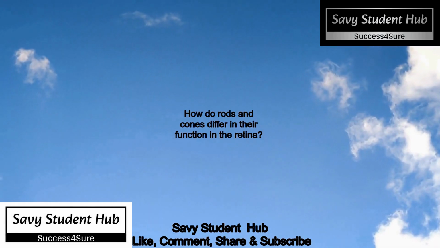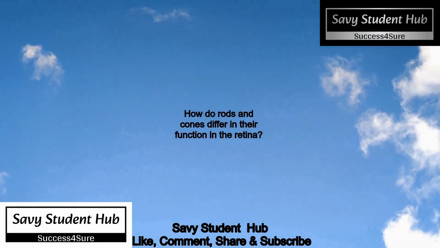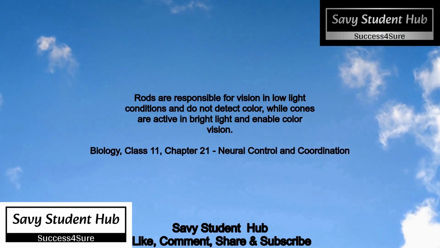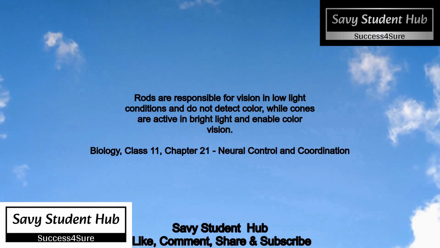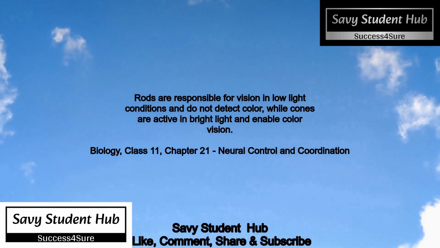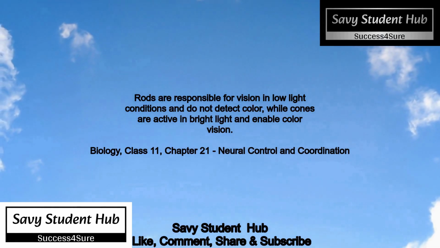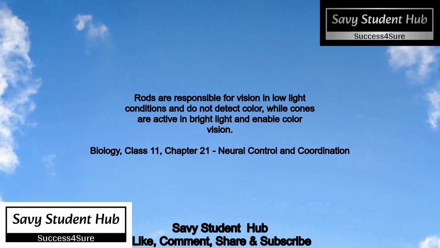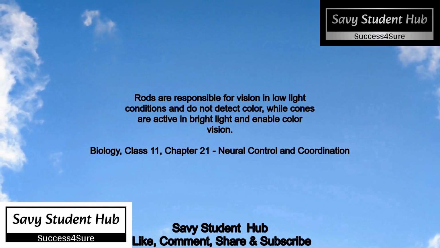How do rods and cones differ in their function in the retina? Rods are responsible for vision in low light conditions and do not detect color, while cones are active in bright light and enable color vision.